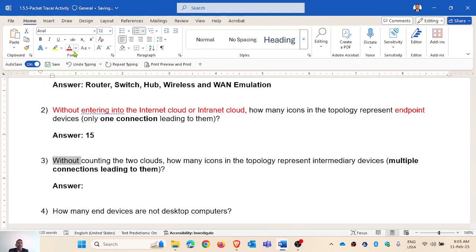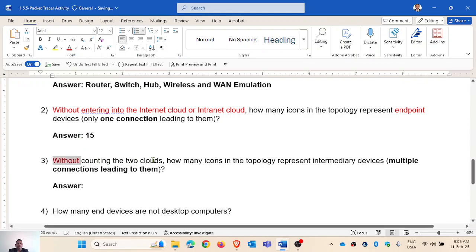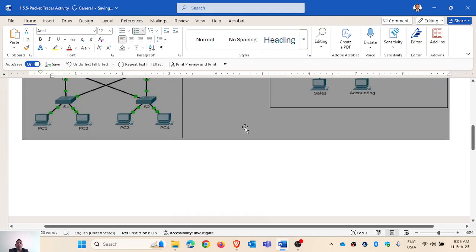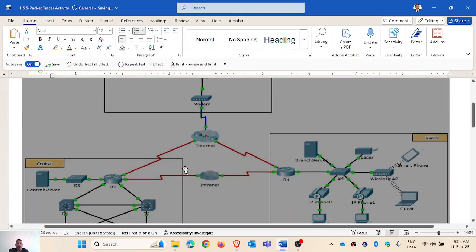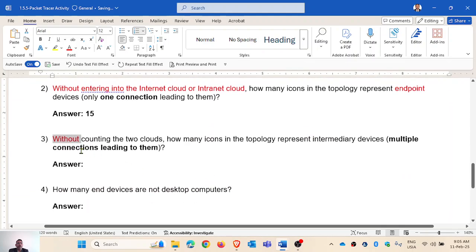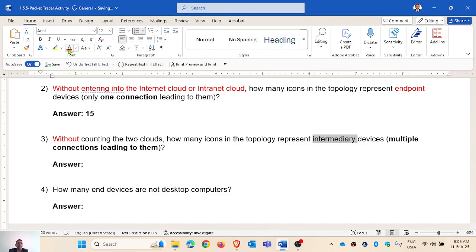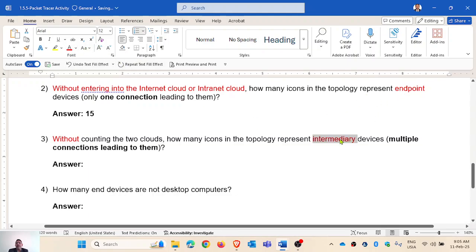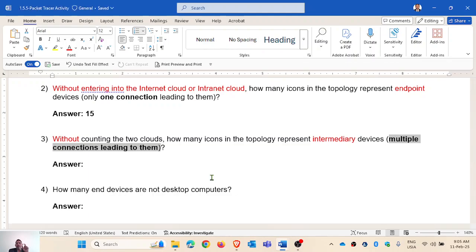Without counting the 2 clouds, again the same. What are the 2 clouds? Internet and intranet. These 2. They're talking about these 2, right? Without counting the 2 clouds, how many icons in the topology represent intermediate devices? See, the previous question was about end devices, but here it is intermediate devices, where multiple connections are allowed. So we have to find out how many intermediate devices are there which support multiple connections.